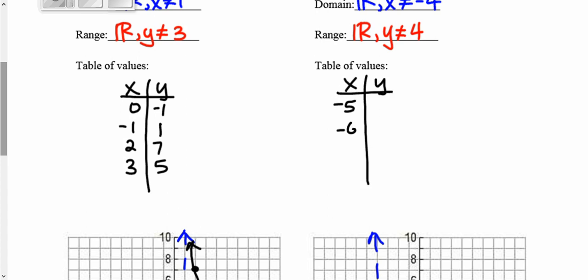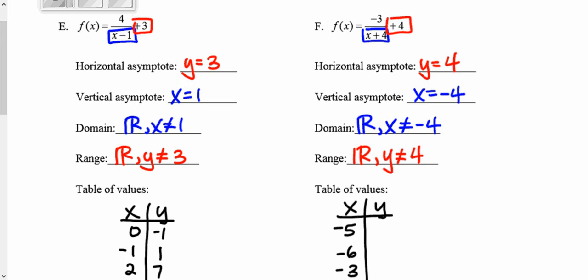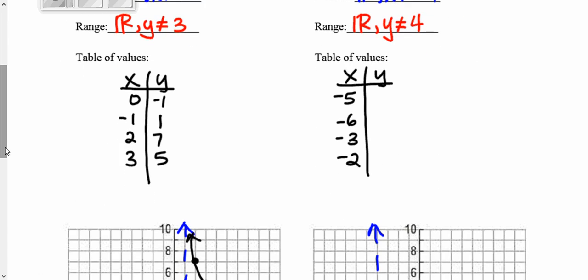-5, -6, -3, -2. I'm going to scroll back up so I can see the equation so I can plug those numbers in. All right, so for -5, I'm getting an output of 7. For -6, I'm getting 5.5. For -3, I'm getting 1. And -2, I'm getting 2.5.